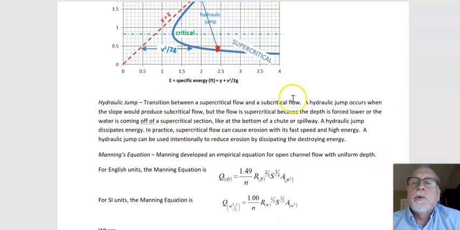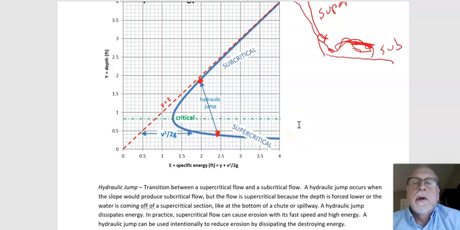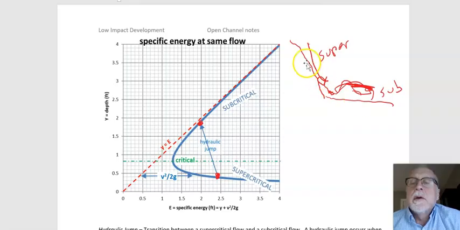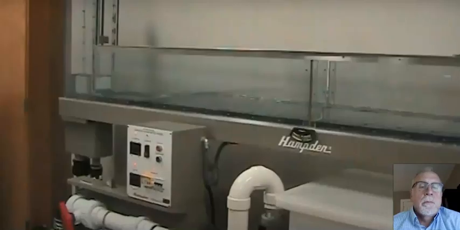hydraulic jump, transition between supercritical flow and subcritical flow. It dissipates energy. So supercritical flow, high energy flow, can cause a lot of erosion. Hydraulic jump can be intentionally used to dissipate energy, but it will happen anyway when you go from a supercritical flow to a subcritical flow. And the interesting thing, and I say this in the video that I've already recorded, is that's actually predictable where that can happen. So it's quite interesting. So I'll show you that video here.